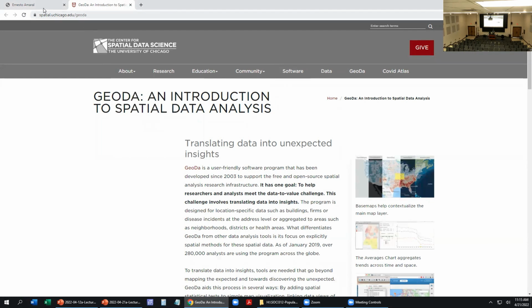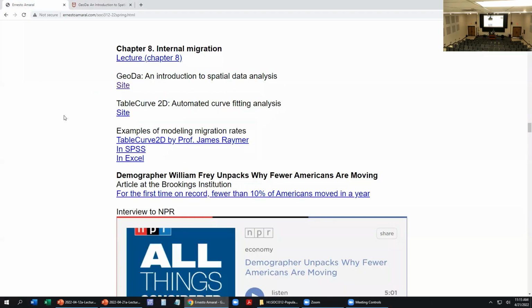It's really well organized. So these 3 points here are more technical. If you want to model migration curves by age so they don't show so much variation, you can use the mathematical migration models developed by Rogers and Castro, and James Raymer shows how to do that in Table Curve 2D. This software here is to generate your own maps.